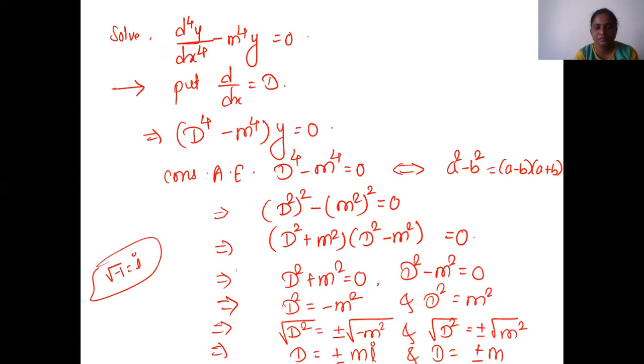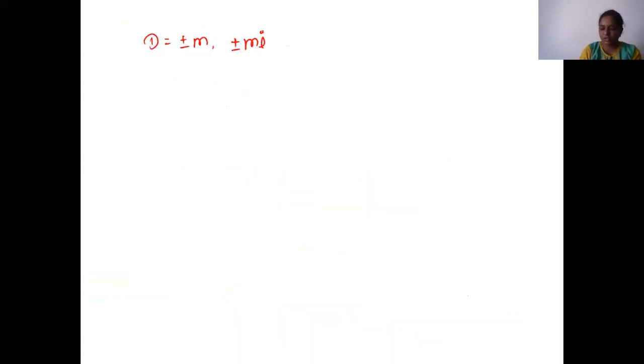Done? Yes, ma'am. Now the nature of the roots. D is actually like m, minus m. If they are real, we separate these two. But if there is i, we don't separate it. So let it be plus minus mi. So can you just see the nature? This is real, real different, and this is imaginary.